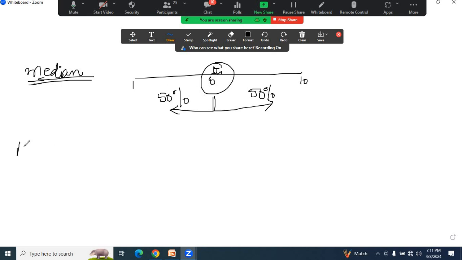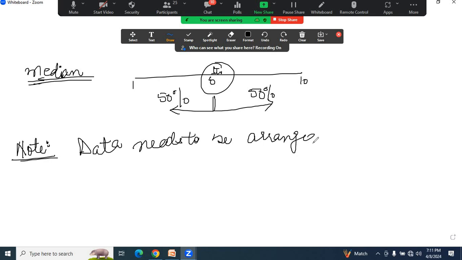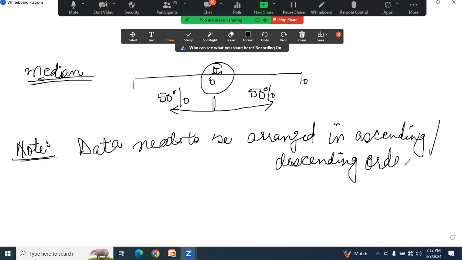So one point to be noted when we start calculating median is that data needs to be arranged in ascending or descending order. Until you arrange, you will not get the correct answer. Then there is no point in calculating median if you don't arrange your data. It can be ascending, it can be descending, whatever is your choice.